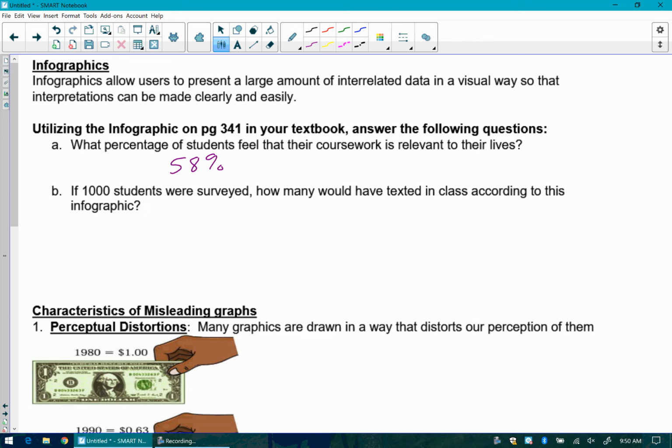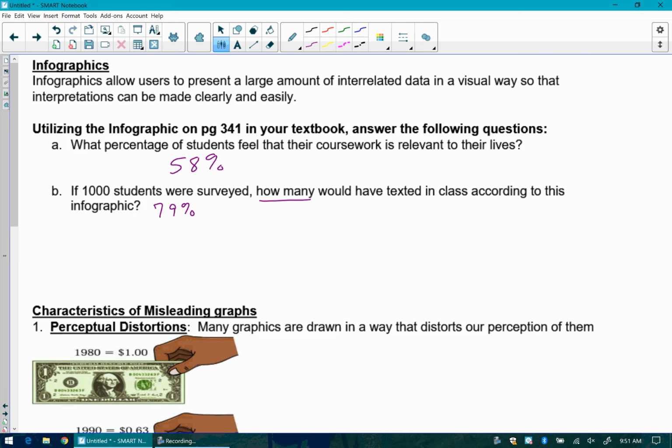And then in part B, I did a throwback to Unit 1 just to make sure we don't forget our roots. So in part B, it says, if 1,000 students were surveyed, how many would have texted in class according to this infographic? So even if you can't find the word texting in class, hopefully your eye would be drawn to what looks like a text, which is a picture there on the graph. It's about midway down the page on the right, and you'll see that 79% of students say that they have texted in class. Well, remember, this problem is not asking what percent, it's asking how many students.